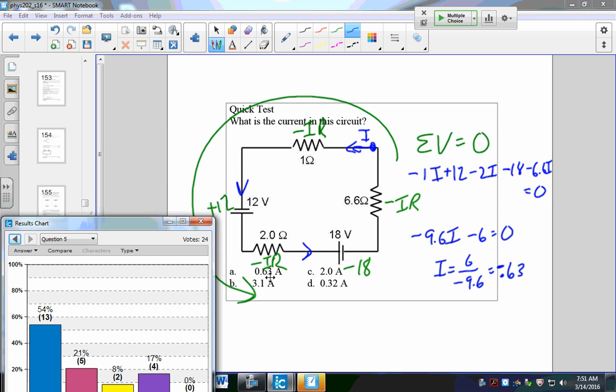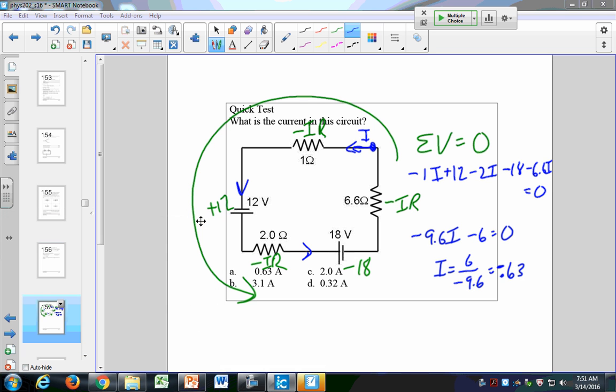All right, so we could have reasoned what the direction of the current was there, but when we get to multi-loop circuits, you won't really be able to reason. You won't be able to see what the direction of the current is.